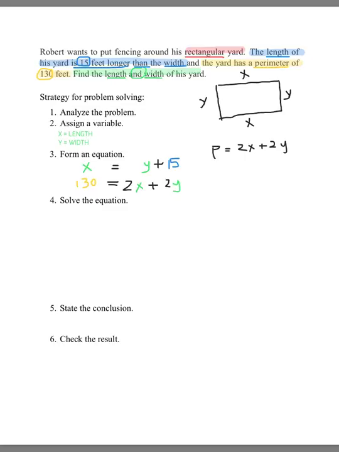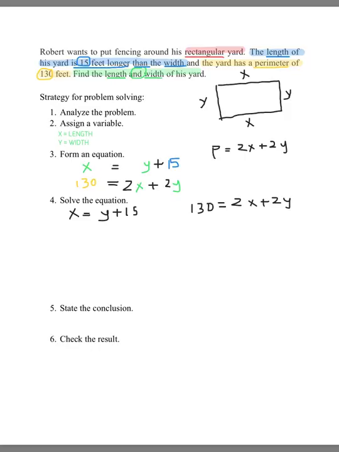So there we go. Those are going to be our two equations. So now let us go ahead and solve the equations. We'll start off by writing them down. So we have x is equal to y plus 15 for one equation. And the second equation is 130 is equal to 2x plus 2y. So these are going to be our two equations.